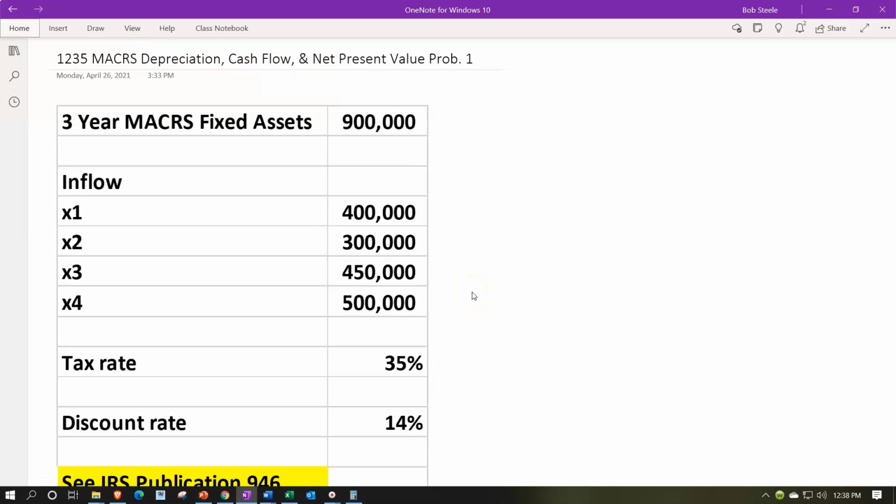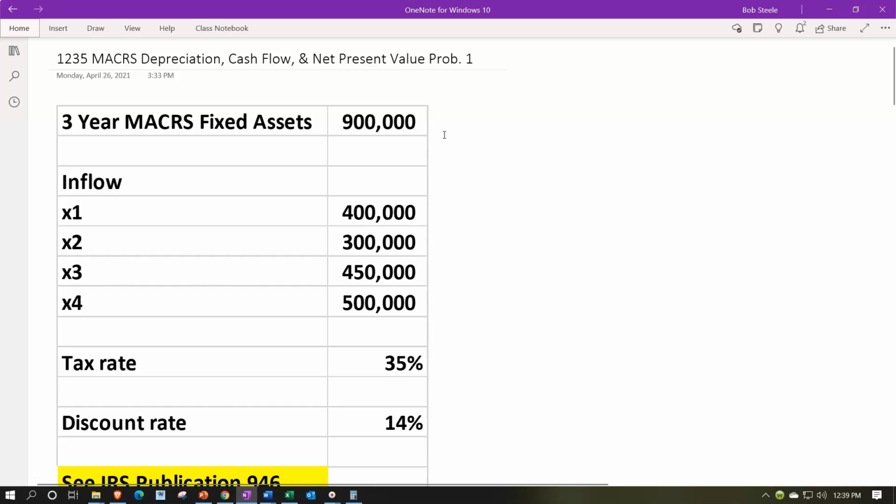This will be more of a comprehensive problem, taking into consideration some of the components we saw in the past, then adding a new component, that being the depreciation, the MACRS depreciation calculation, the tax depreciation. So we have a similar scenario where we imagine we put money down up front, that being the $900,000 cash flow out up front.